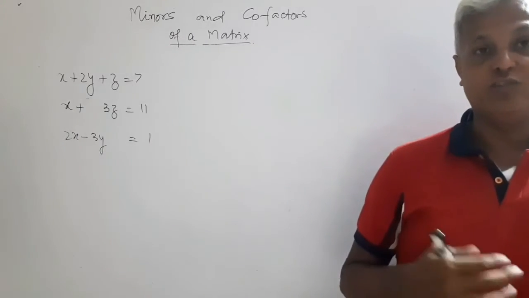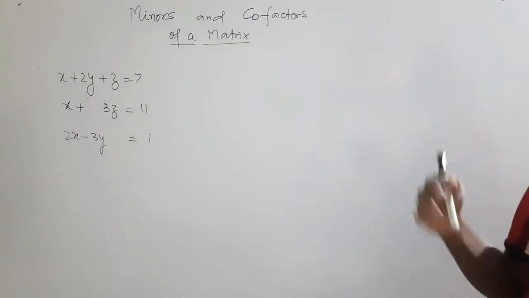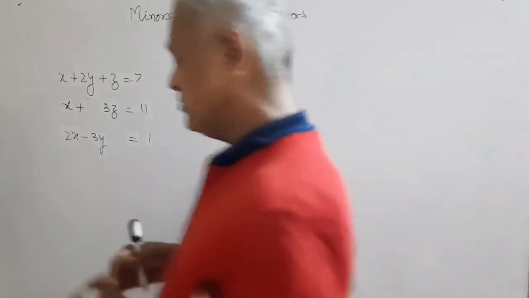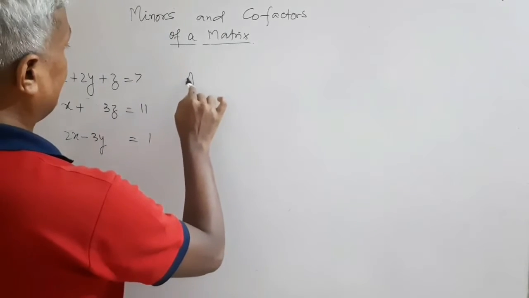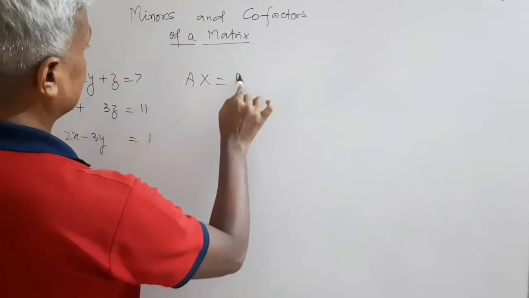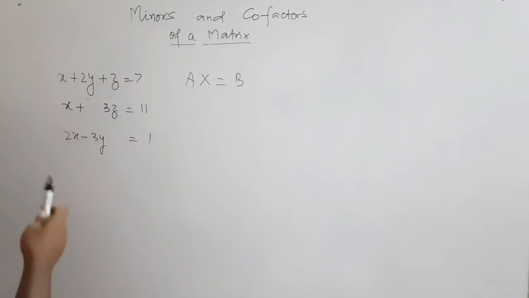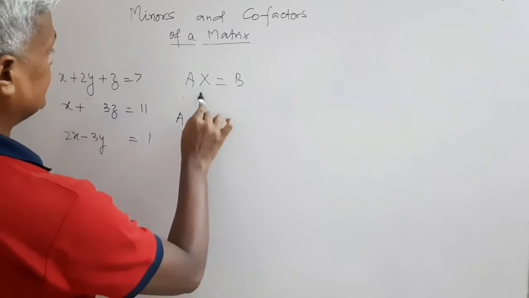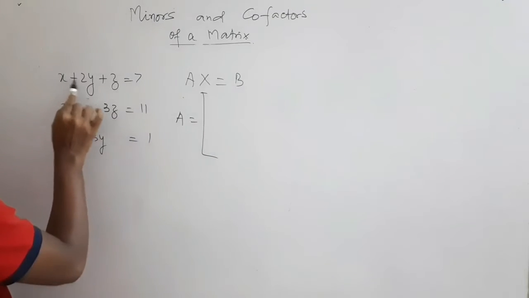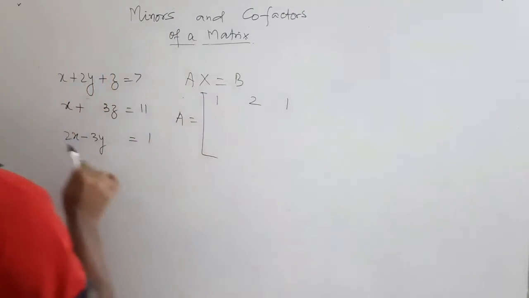But here we are not going to do that tedious method, and we are going directly to solve them using the idea and concept of matrix. So if you say that this system can be represented as AX equals B. Now A, what is A? A is the matrix formed by the coefficients of these variables. So I write A is, so 1, 2, 1, 1, 2, 1.